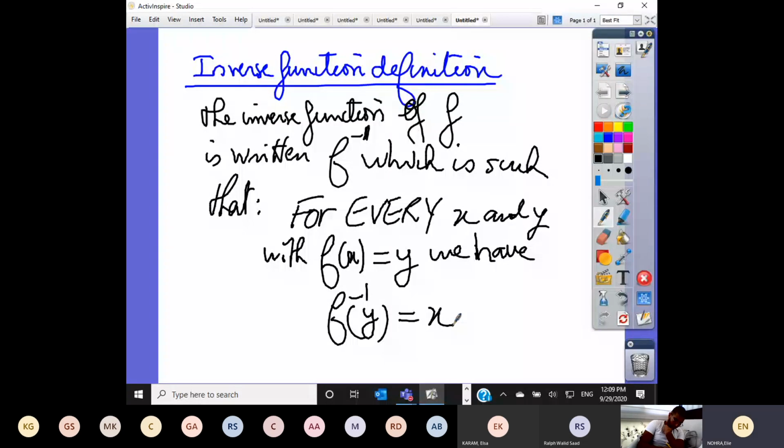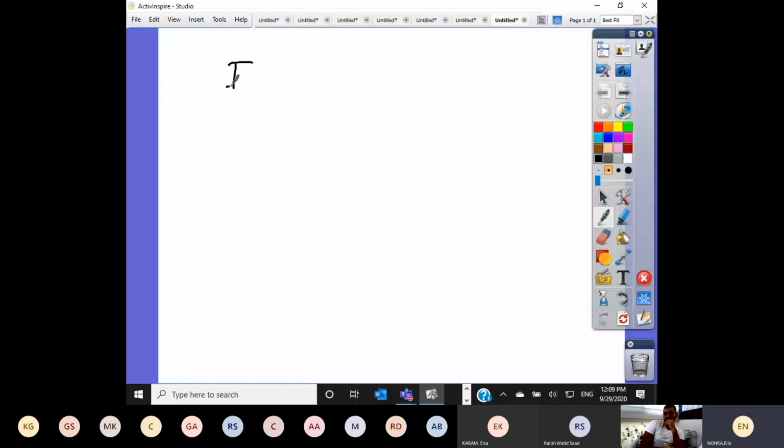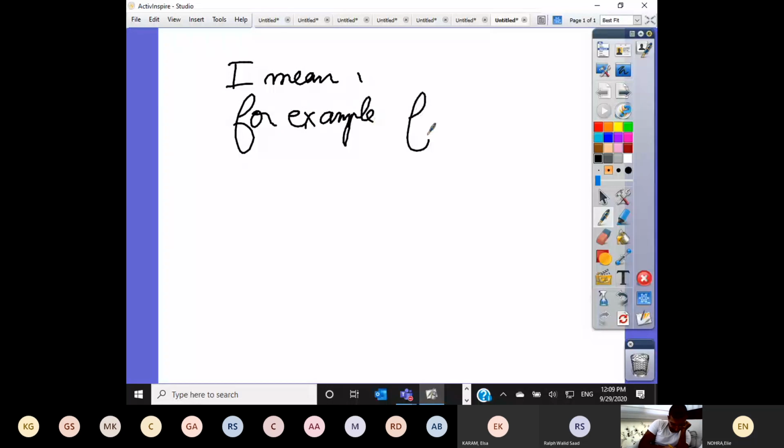I mean by this, I mean, for example, f of x equals 2x. Sir, just finish the example, but can you go back to that page a little please? Yes, I go back now. Thank you, sir.